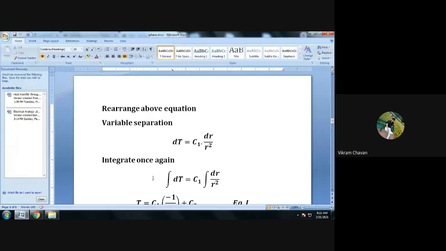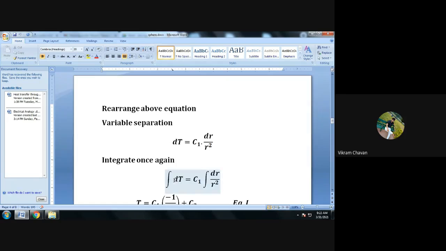So integration of dt is equal to c1 times integration of dr divided by r square. Getting everyone? Is there any question, any doubt?